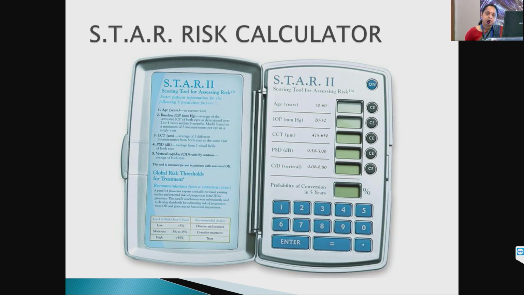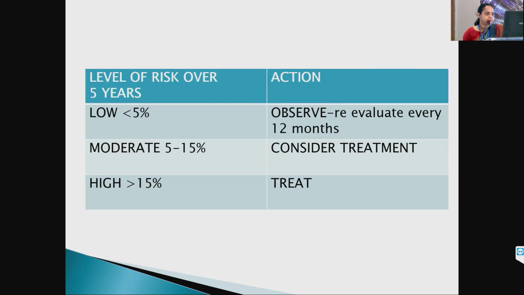Risk calculators are present online. It is based on OHTS and EGPS study. We have to enter the age, IOP, central corneal thickness, pattern standard deviation, and vertical cup disc ratio. It calculates the probability of conversion to POAG in 5 years. And level of risk over 5 years, if it is less than 5%, then it's better to observe and re-evaluate every 12 months. If the risk is moderate, that is 5 to 15%, consider treatment, or you can keep the patient under observation. If the risk is more than 15%, treat the patient.